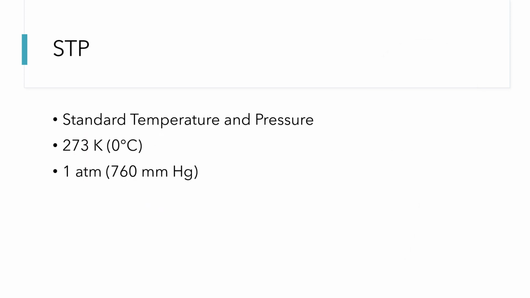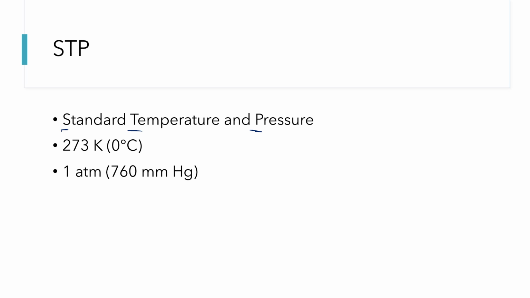In some problems, instead of giving you a temperature and pressure, the problem will just say this gas is at STP. Well, STP stands for standard temperature and pressure. There's the S, here's the T, and here's the P. So that's where STP comes from. And standard temperature and pressure is defined as 0 degrees Celsius, which would be equivalent to 273 Kelvin, and 1 atmosphere of pressure, which would also be equivalent to 760 millimeters of mercury.